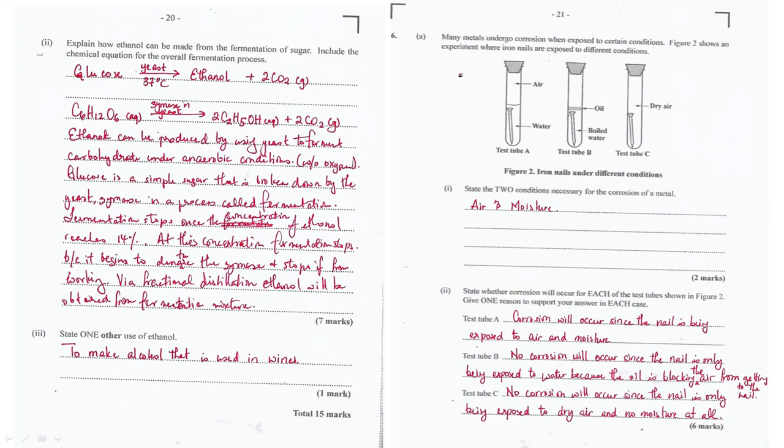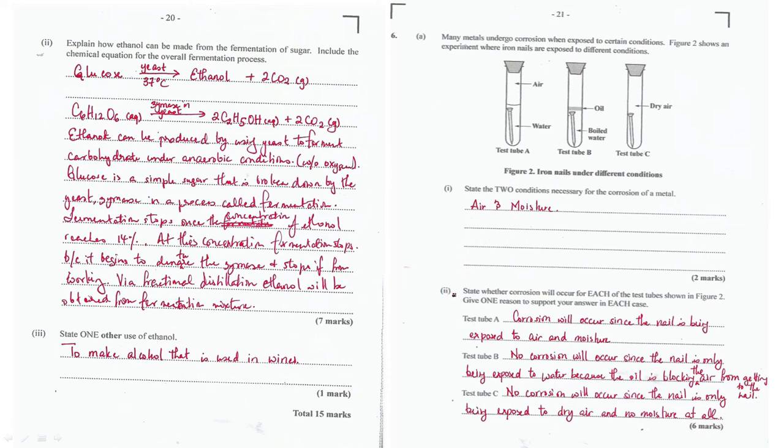Now the last question, finally, we made it to the end. It says many metals undergo corrosion when exposed to certain conditions. Figure 2 shows an experiment where iron nails are exposed to different conditions. So this is something you would have done if you did INTI. This is something they do all the time as a lab. So it says state the 2 conditions necessary for the corrosion of a metal. First of all, I need air and moisture, 2 max, and they give you 1, 2, 3, 4 lines.